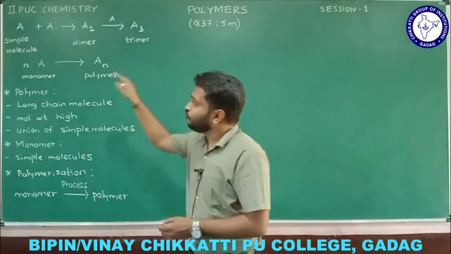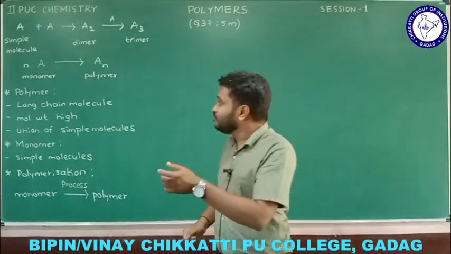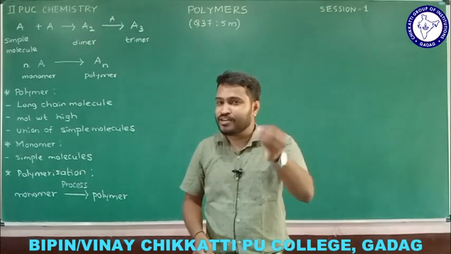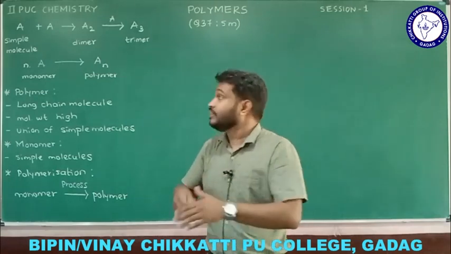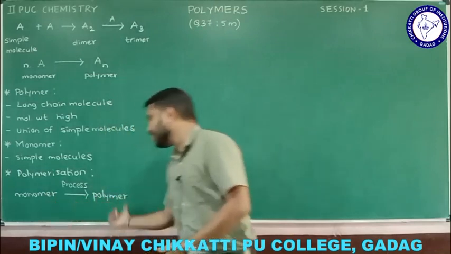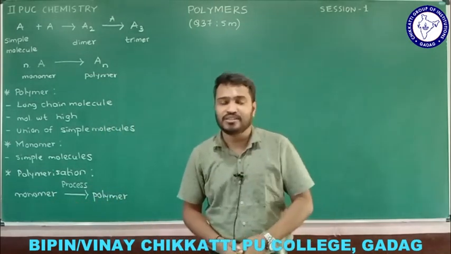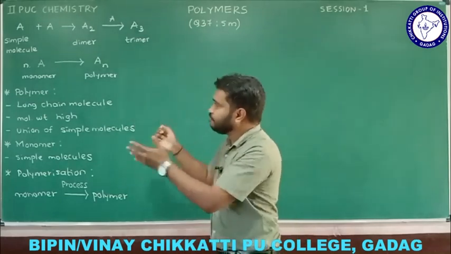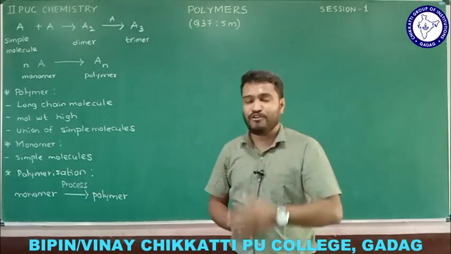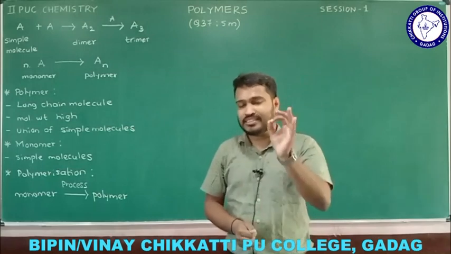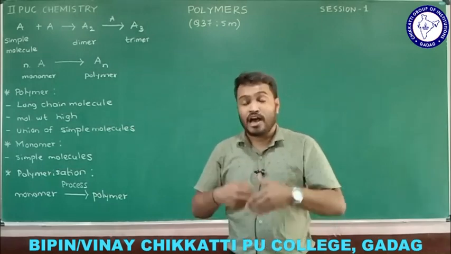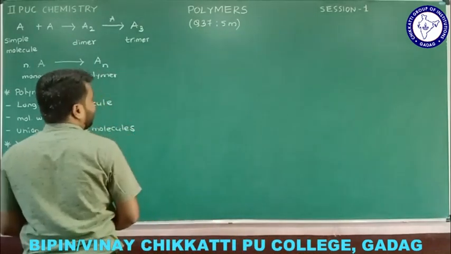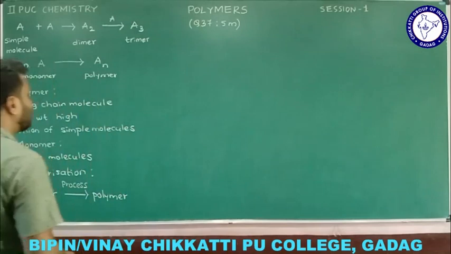Polymer is formed from monomer actually, and polymer is a long chain molecule, whereas monomer is a single unit or simple molecule, you can say. The process of converting monomer into polymer, we call polymerization. So that is, in simple way, how I can explain the meaning of polymer. Now I am going to consider one simple example, and we'll see how to identify monomer and the polymer, and what is the process of converting that.